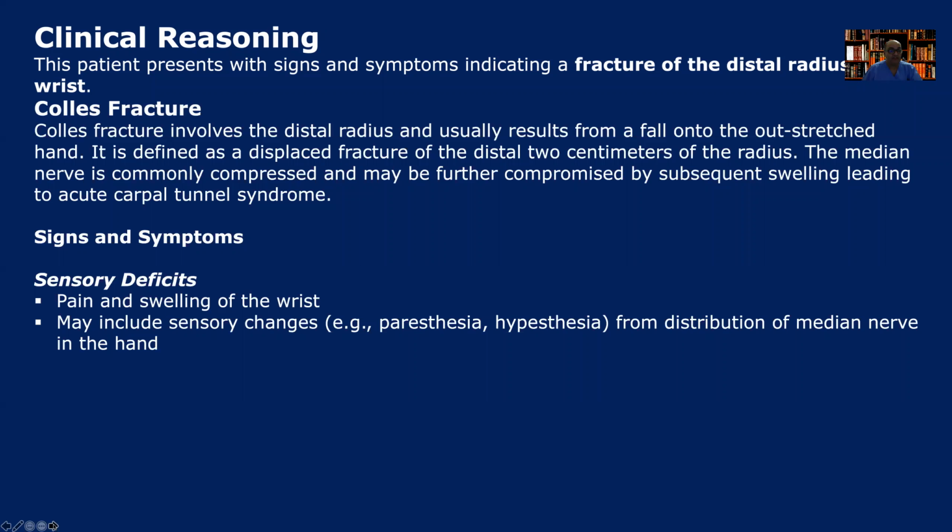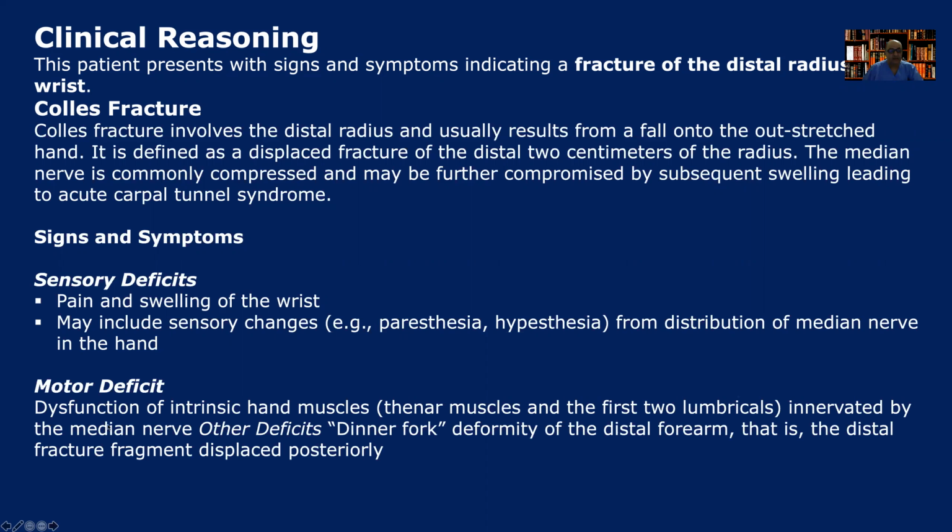These are different terminologies which we have to understand. And the motor deficiencies, what are the motor deficiencies? We all know that the median nerve supplies all the flexor compartment muscles of my forearm. Now it has to only supply what? Yes, thenar eminence muscles. So now dysfunction of intrinsic hand muscles, thenar muscles, and the first two lumbricals. We know that. The first two lumbricals and the thenar eminence are innervated by the median nerve, and the classic dinner fork deformity. So these are the motor deficits.